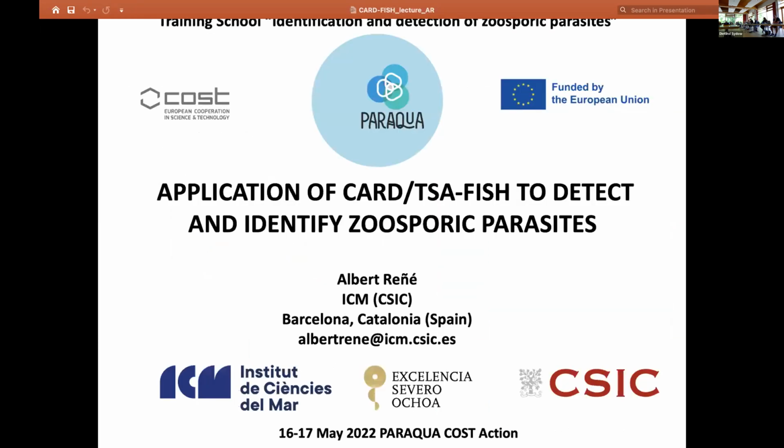So that's it. That's the general overview of the technique. You will have the protocol, and you can have a look at it. And just a quick overview of why we use this technique when studying the parasites.